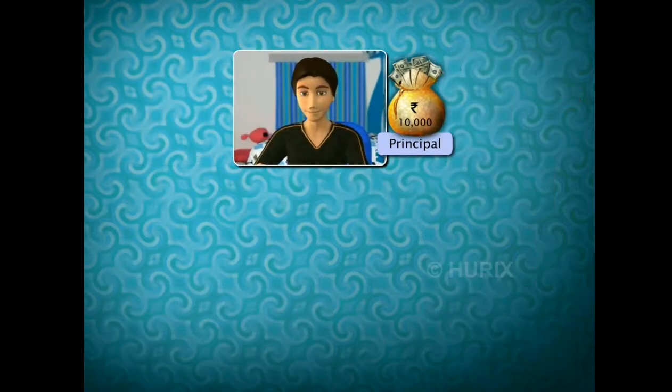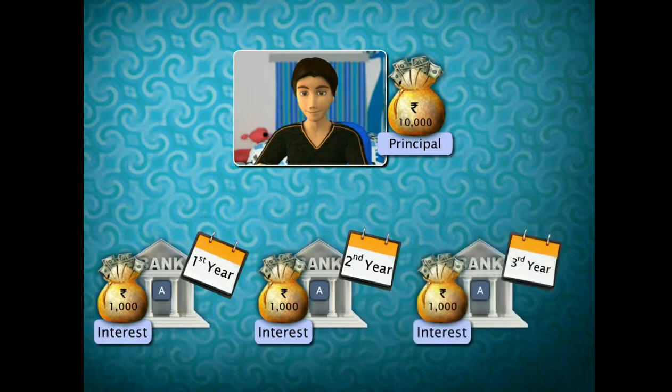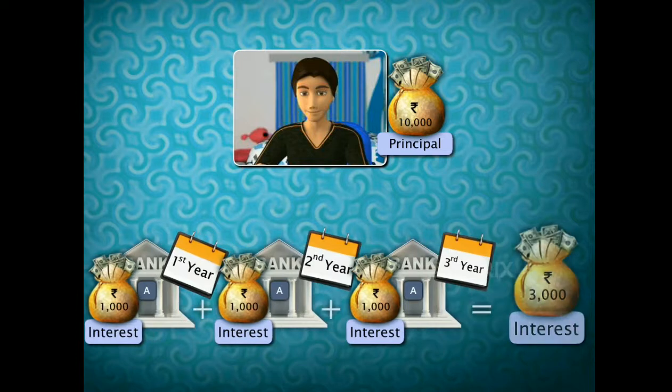Let's understand this. Tony's principal amount was 10,000 rupees. On the principal, he received an interest of 1,000 rupees each year. Thus, the total interest Tony received by the end of 3 years is 3,000 rupees.